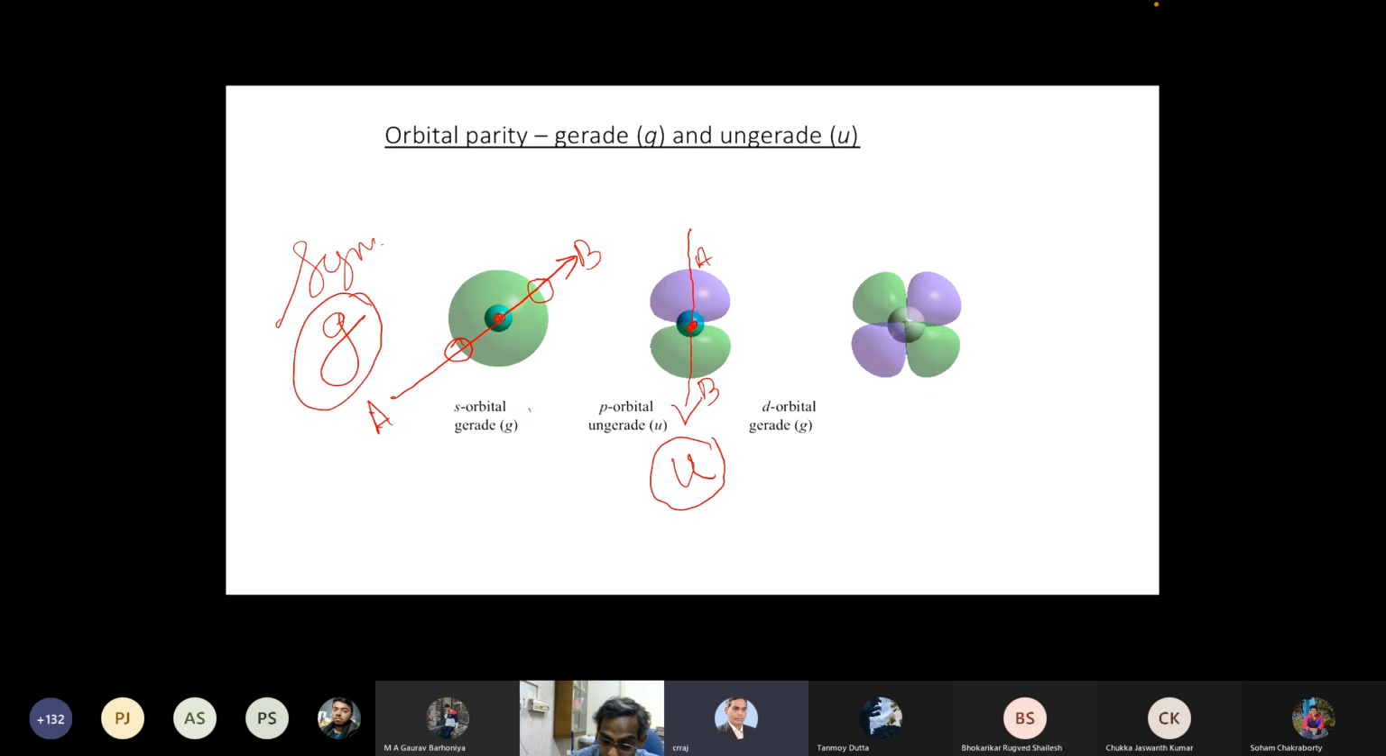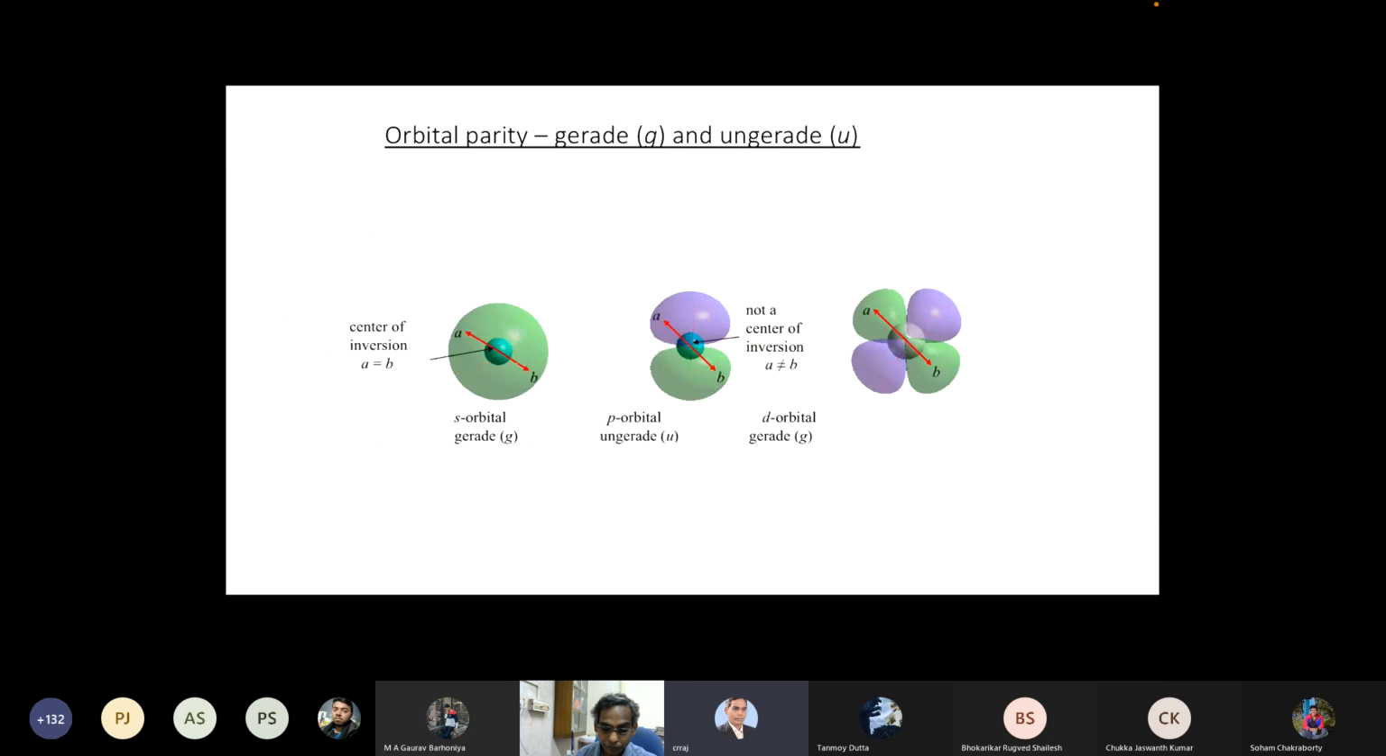Now I talk about the d orbital. I move from here to here through the center. I have the A position and B position. Then I end up with an identical one. Then we call this gerade, right?